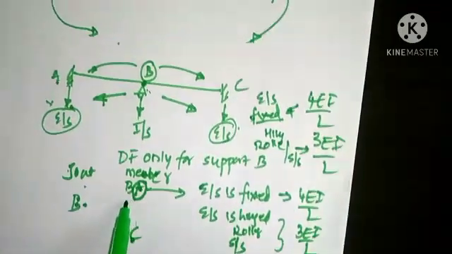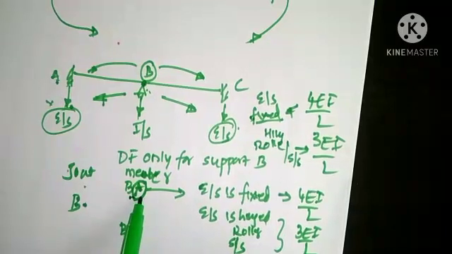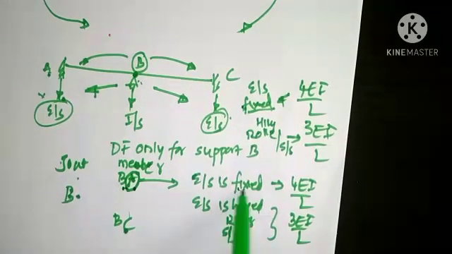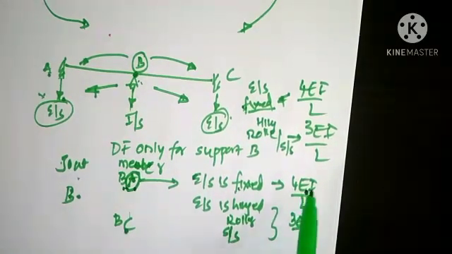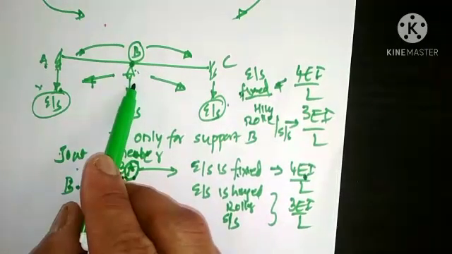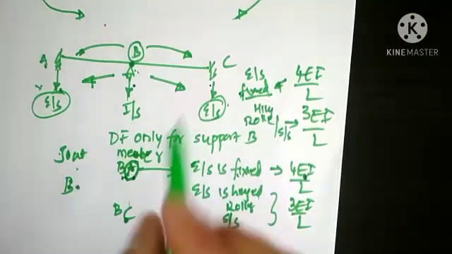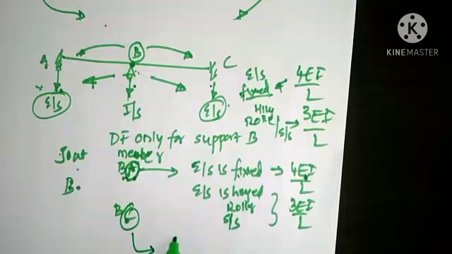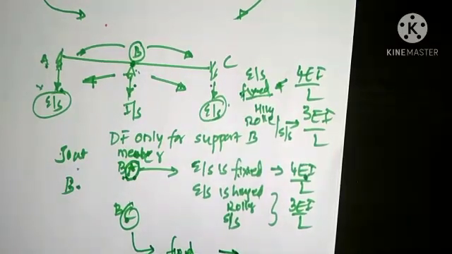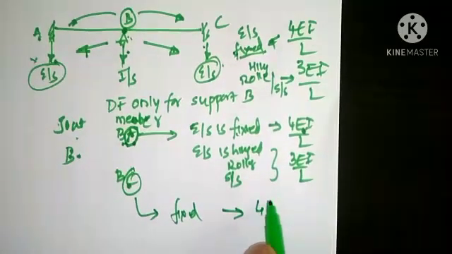So standing at point B and looking at support A, if A is fixed, then the formula is 4EI by L. Likewise, standing at point B and looking at support C, C is again a fixed support, so the formula shall be again 4EI by L.